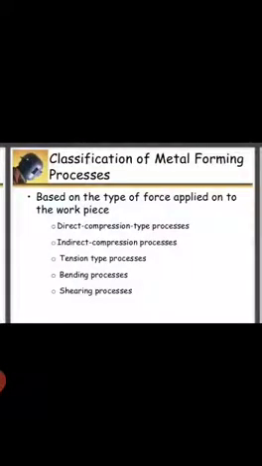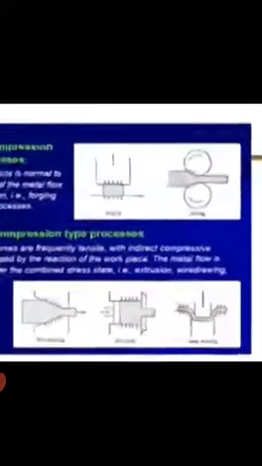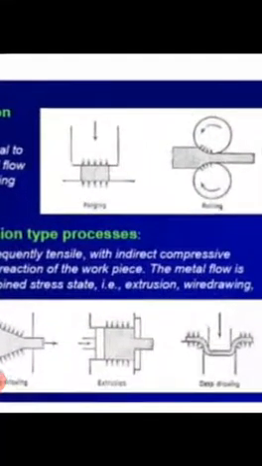Usually metal forming is classified based on the force applied on the workpiece. In that we consider direct compressive force, indirect compressive force, tensile type, and bending or shear force. The first one is direct compression, for example forging and rolling.